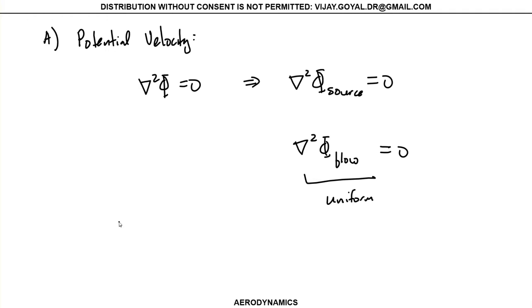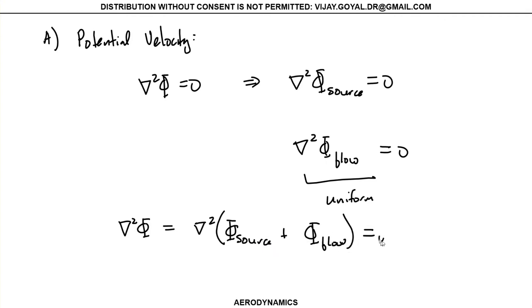Okay, so if you remember, we said that it is possible to add both. This is 0, right? 0 plus 0 is 0. So I can add both of these. So source plus flow is going to be 0. That's fine, we can do that. So if that was the case, then your total potential would be the source plus the potential of the flow. So it's the addition of both of them.